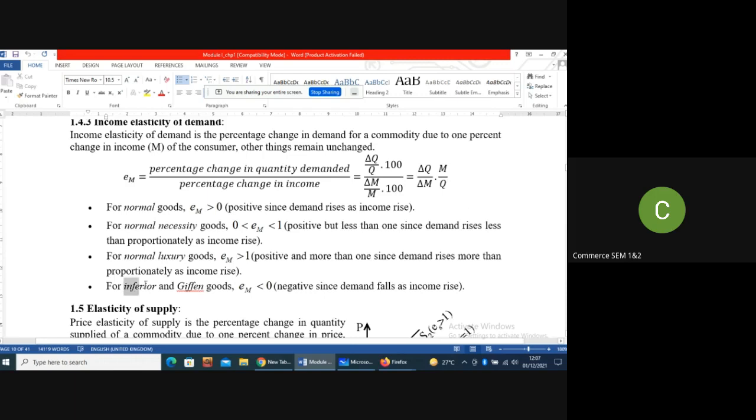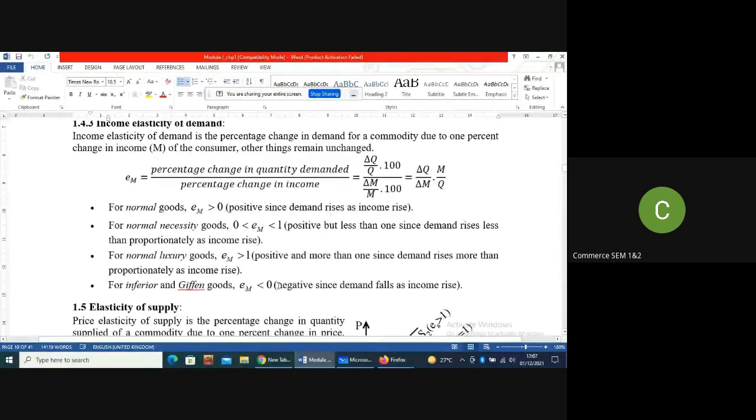For inferior commodities, EM will be negative. Inferior commodities means those goods for which, if income increases, the demand for those goods decreases. We call those goods inferior commodities. So for inferior commodities, EM will be negative. Demand falls as income rises. And Giffen goods are also one kind of inferior goods. So for Giffen goods also, EM will be negative.